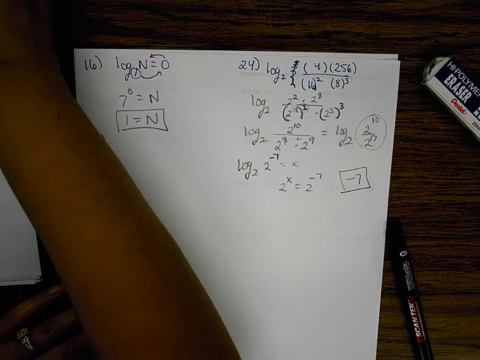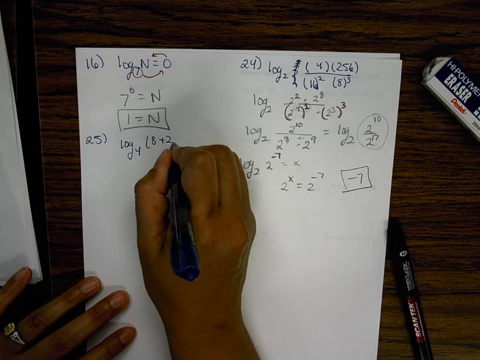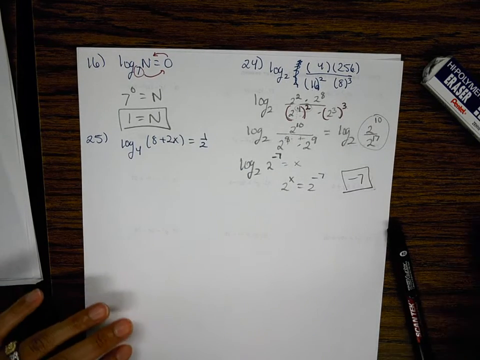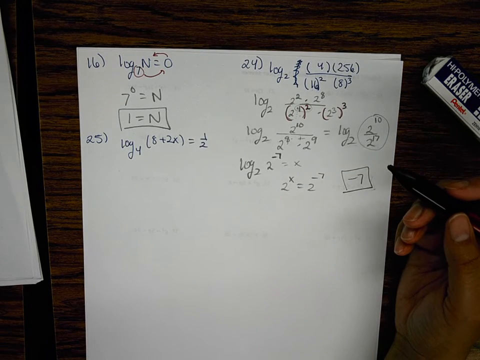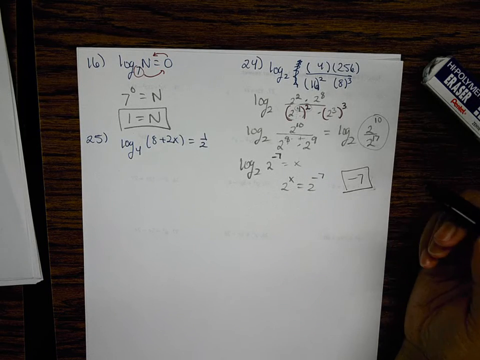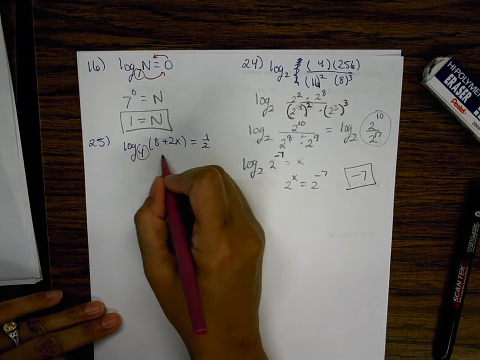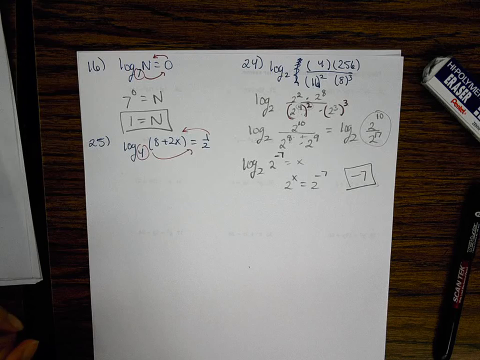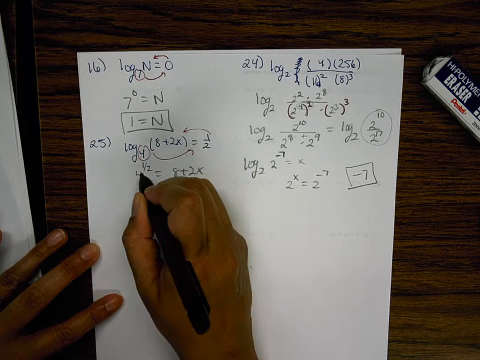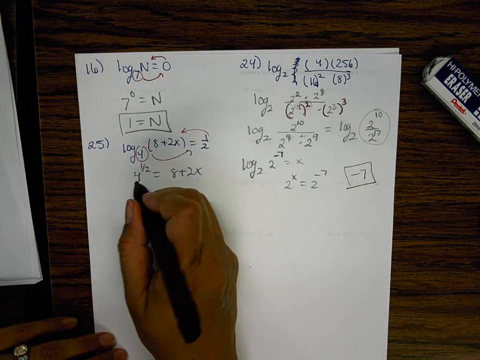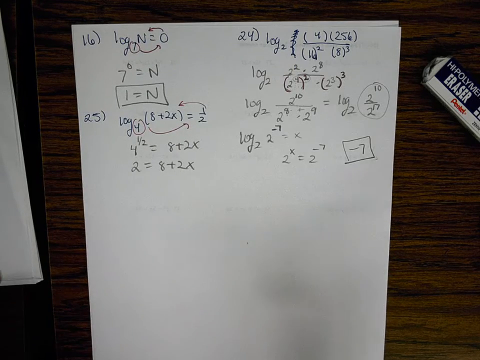25 is given log base 4 of 8 plus 2x equals 1/2, and they're asking us to solve for x. There's a log, I need to get rid of it. I either drop the log or wrap around. Both of those will eliminate the log. This is a wraparound since I have only one log on one side. There's not a log on the other side. So 4 to the 1/2 power equals 8 plus 2x. 4 to the 1/2 power is the square root of 4, which is 2. And I'll let you guys finish from there. That you can solve. Subtract, divide, you get an answer.